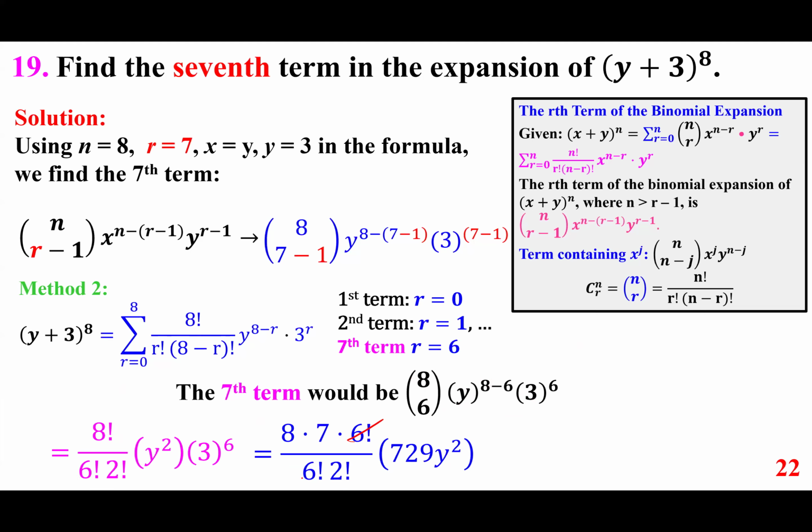Class, we're going to write 8 factorial as 8 times 7 times 6 factorial. We drop the common factor of 6 factorial. 2 factorial is 2 times 1, which is 2. We drop it, and we change this one to 4. And we get 4 times 729 y squared, which is 20,412 y squared.